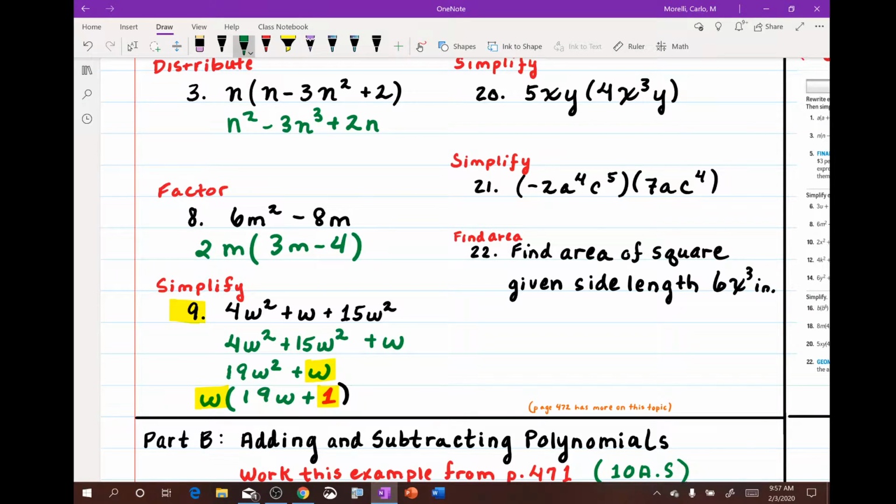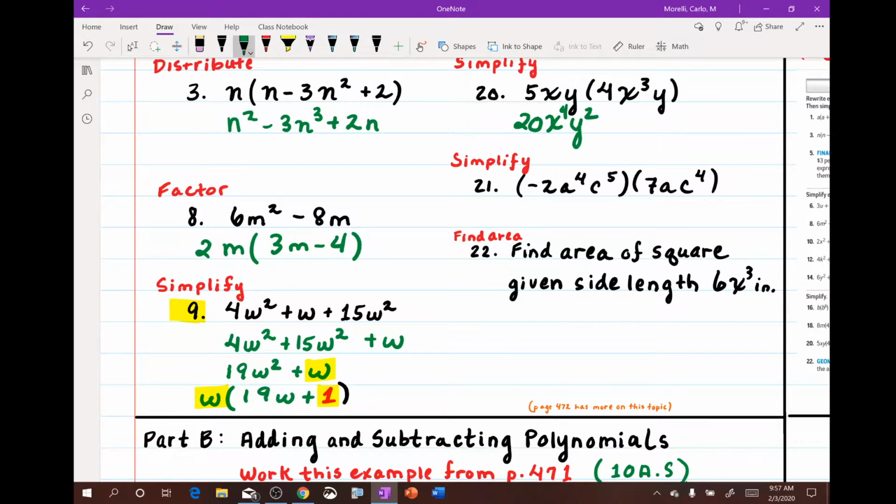Number 20. So this one looks hard, but you're doing all this in your head, or you should be doing it all in your head. What we're doing is we're matching mentally the 5 with the 4, and we're going to multiply that. So 5 times 4 is 20. x times x cubed is x to the fourth. And y times y is y squared. No need for a calculator there.